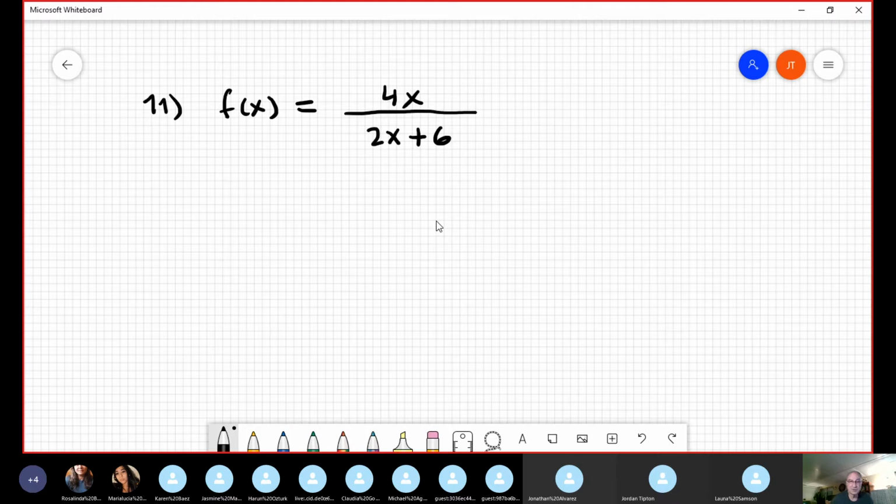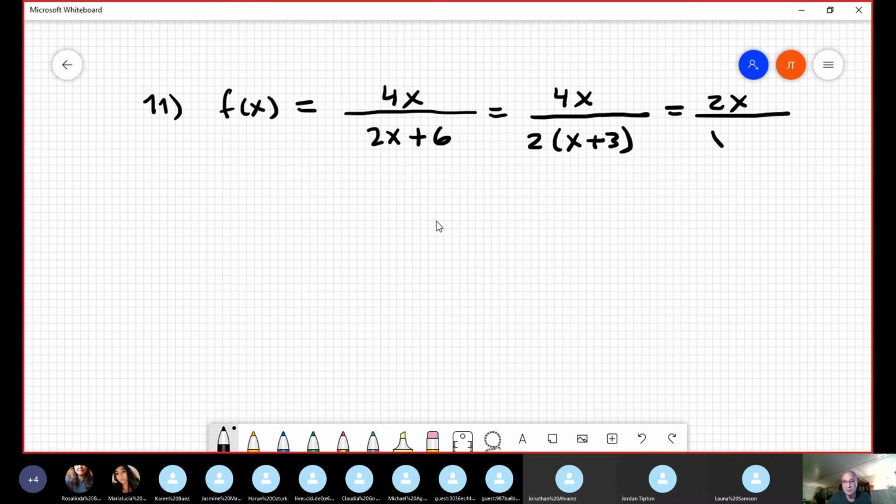Okay, guys, don't forget the first step. The first step, no, step 0, is factorization. On the top, nothing. But on the bottom, yes, there is a common factor. The common factor is 2. And we can simplify, of course, because 4 divided by 2 is 2. Actually, we have 2x over x plus 3. This is more elegant, more condensed, more compact function. Actually, we have no hole because you simplify a number, not a variable.